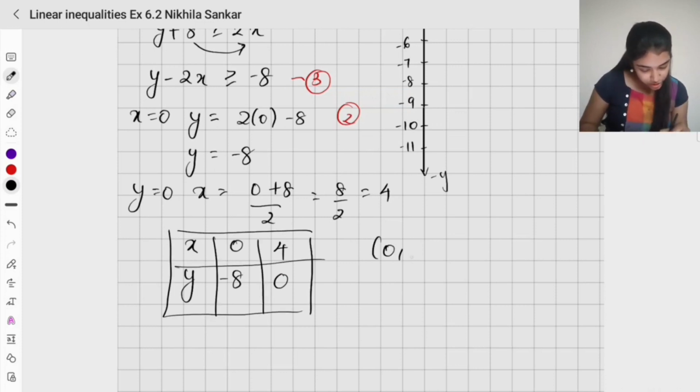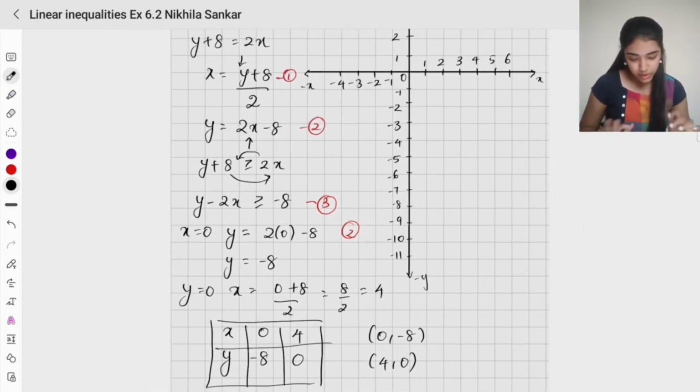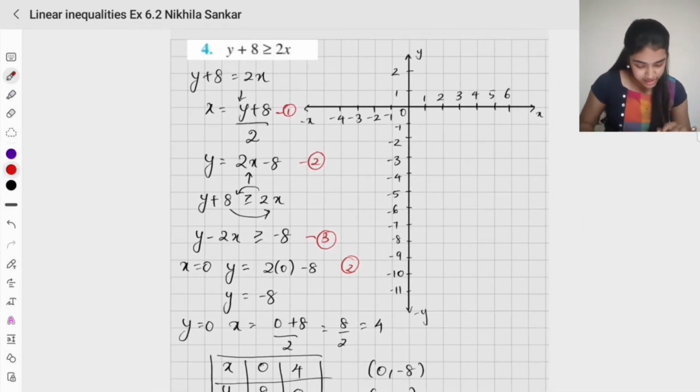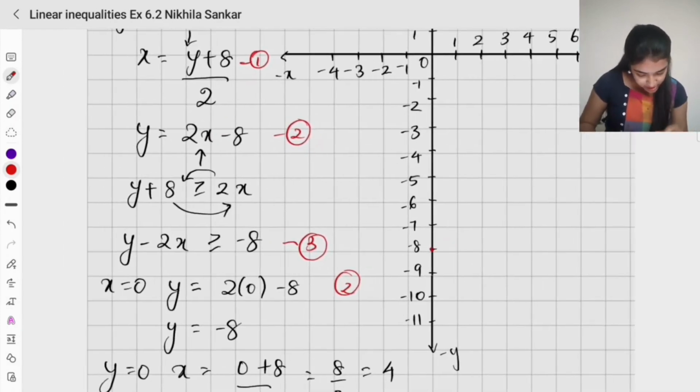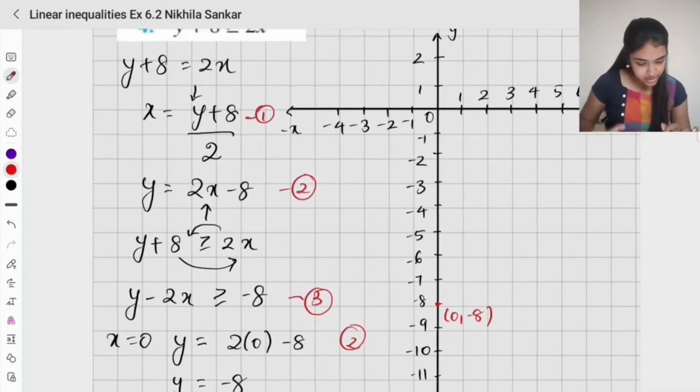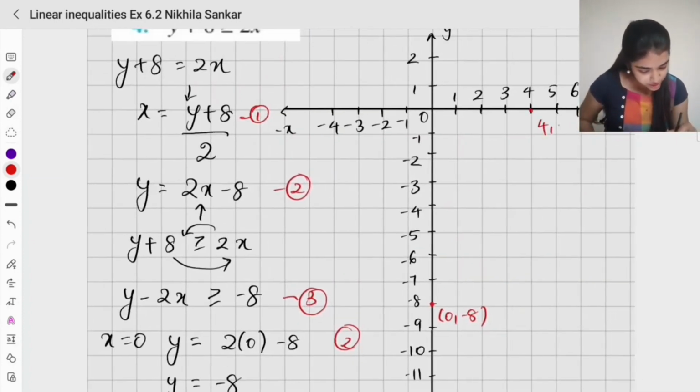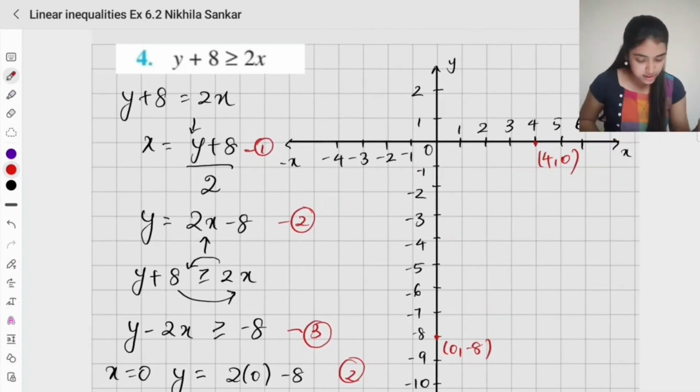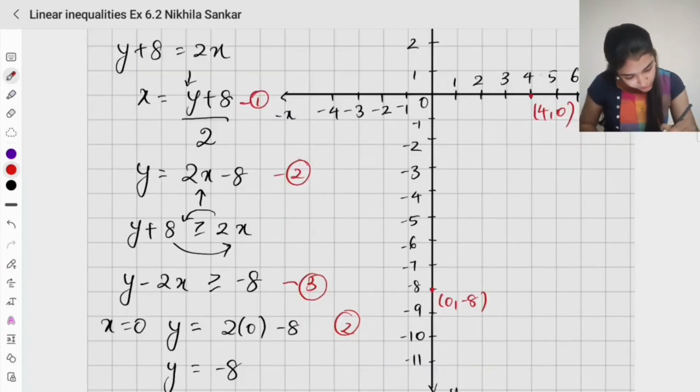So what are my solutions? 0, minus 8, 4, 0. So now I am going to plot this on the graph. 0, minus 8. Where is 0, minus 8? So this is 0, minus 8, 4, 0. So this point is 4, 0, darker line. So how does my solution look like?